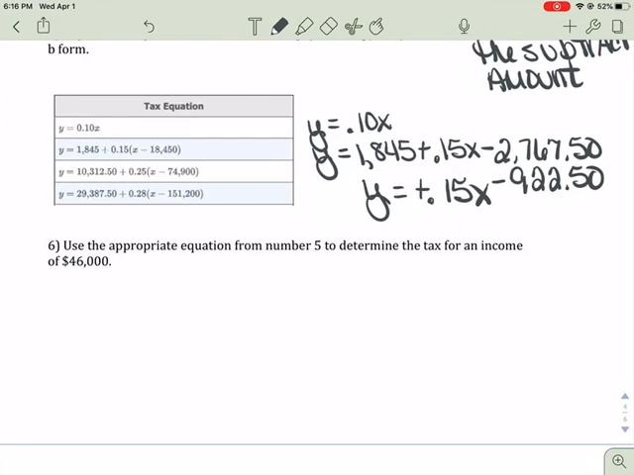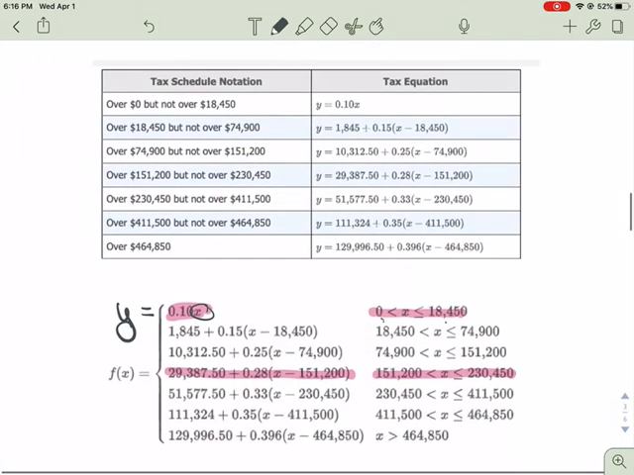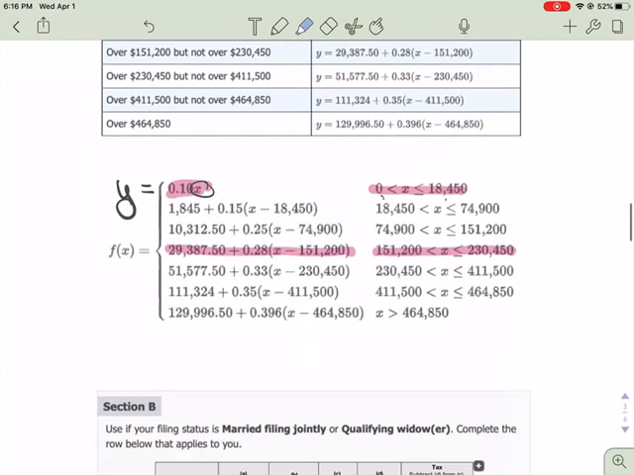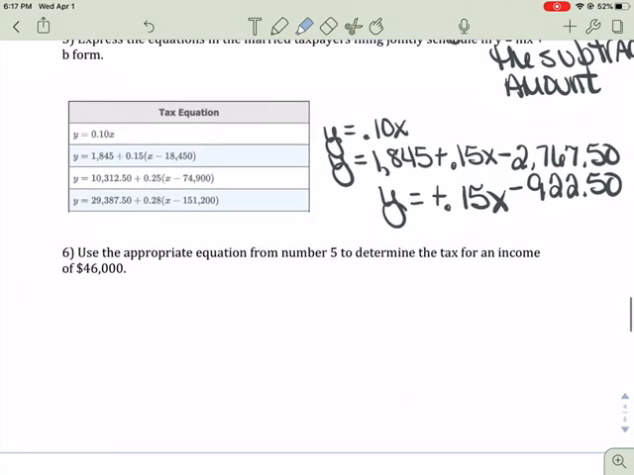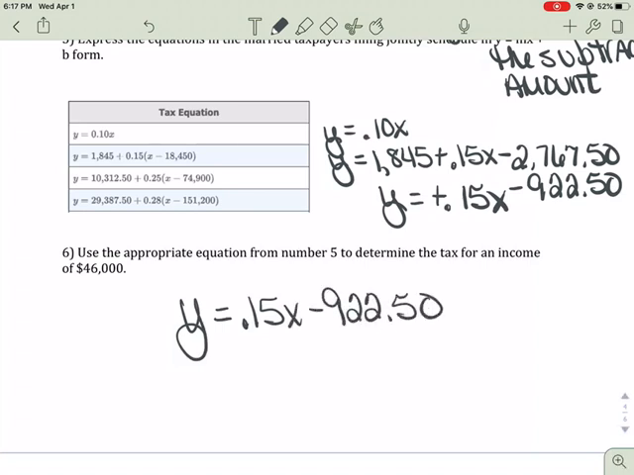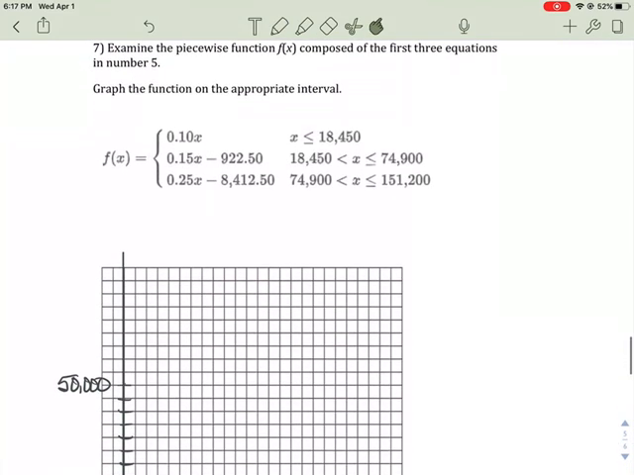All right, so let's make sure we use the appropriate equation from what we did up here to determine a tax for income of $46,000. So 46,000, let's go all the way up. Here we go. So 46,000 is going to put me in this bracket. So that's the equation I just did. So we're going to come up with y equals 0.15x minus $922.50. All right, so hopefully that's not too bad.